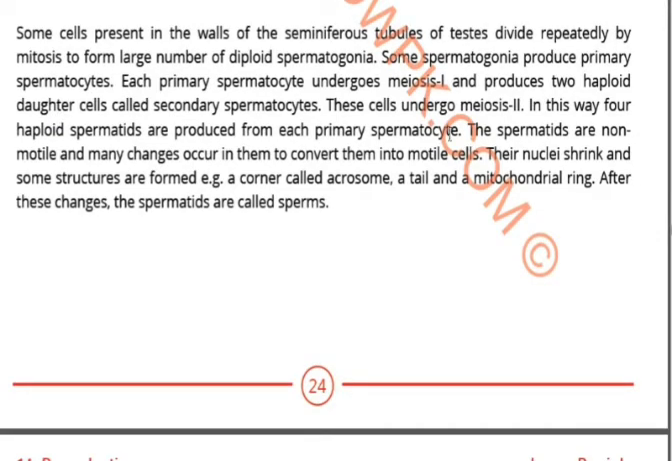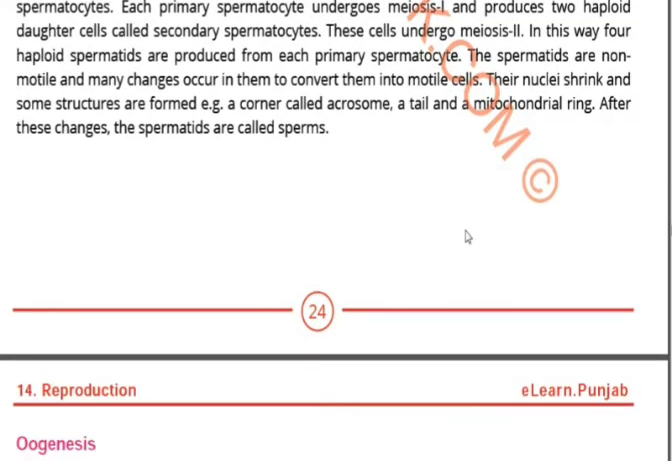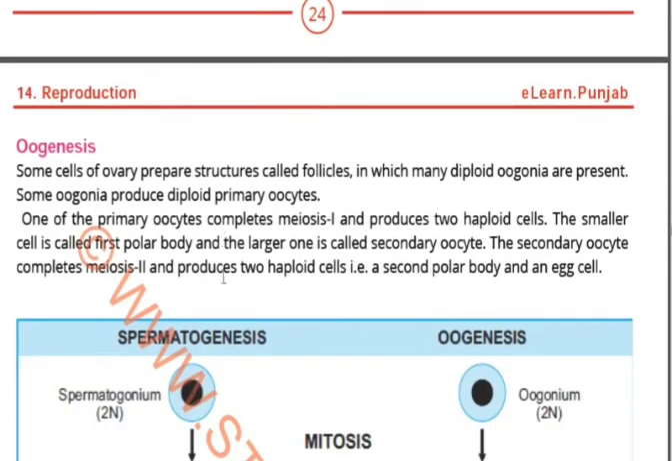And in this way, the haploid spermatids are produced from each primary spermatocyte. This is the process of formation of sperms. These spermatids are non-motile, and many changes occur in them to convert them into motile cells. After the conversion, what is the change? Their nuclei shrink and some structures are formed, for example, acrosome, tail, and mitochondrial ring. Why? Because again, it has some significance. Now, after the changes, these spermatids are known as sperms.